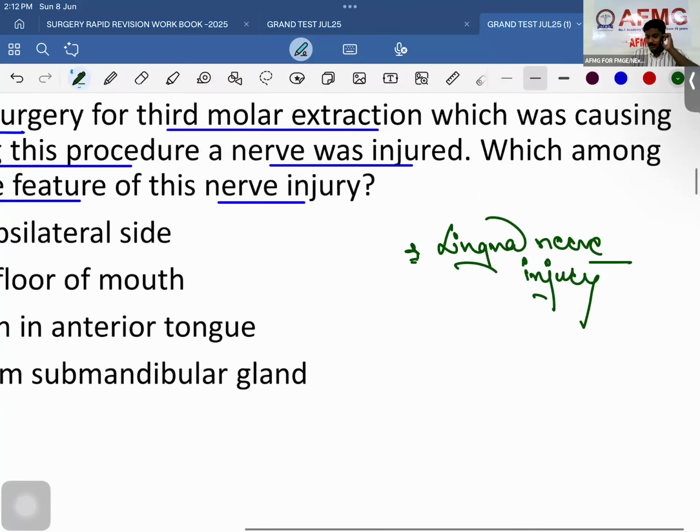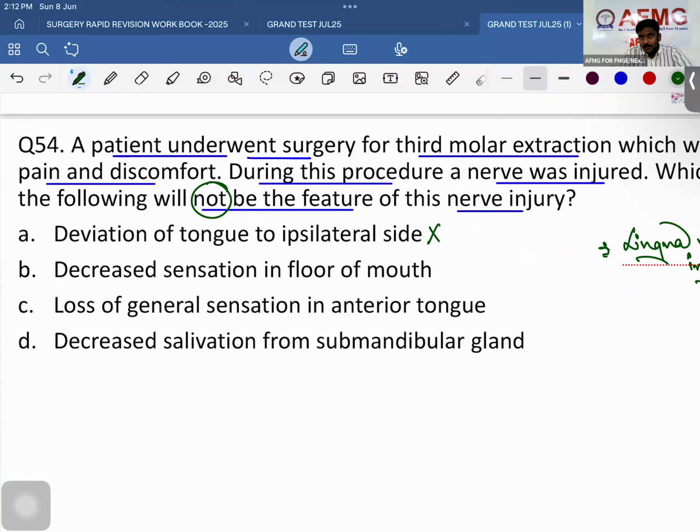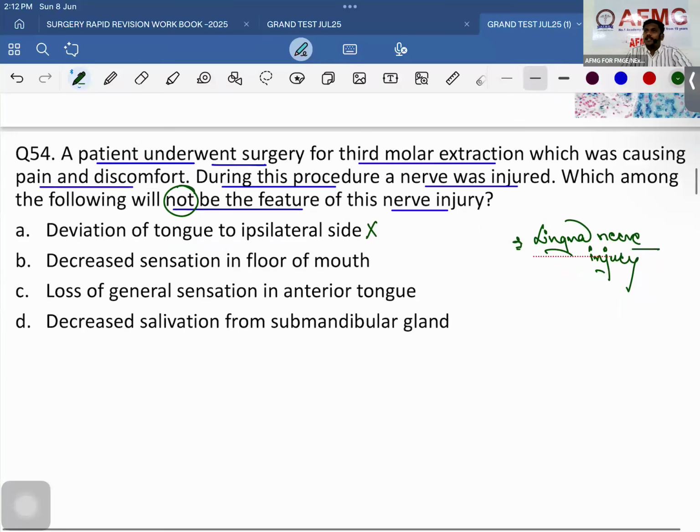Bolo. Option A says deviation of tongue to ipsilateral side. Will it happen? No, beta. Lingual nerve is not a motor nerve supplied to the tongue. Lingual nerve is only a sensory nerve supplied to the tongue. So if the lingual nerve is damaged, it will not cause any deviation of tongue. Deviation of tongue is usually seen if the patient is having a hypoglossal nerve palsy or a 12th cranial nerve palsy beta. Why? Because all the tongue muscles are usually supplied by the hypoglossal nerve or the 12th cranial nerve. So ipsilateral deviation of the tongue to the same side is seen in hypoglossal or the 12th cranial nerve palsy.